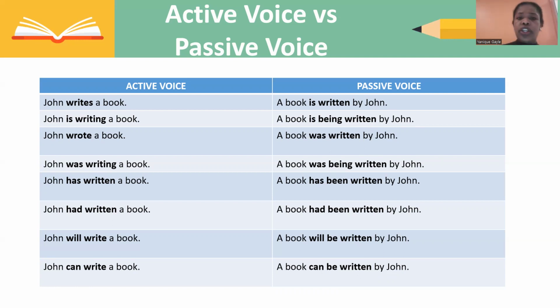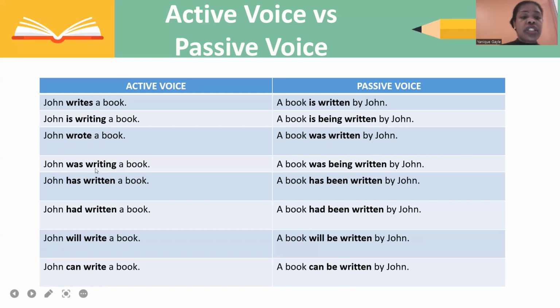Don't get confused. You're going to get it. Don't worry. Practice makes perfect. So a book is being written by John. Now with the past tense. John wrote a book. A book was, very easy, right? Because we're talking about the past. So we have to put the verb to be in the past tense. A book was written by John. Okay, let's move on to the next one.